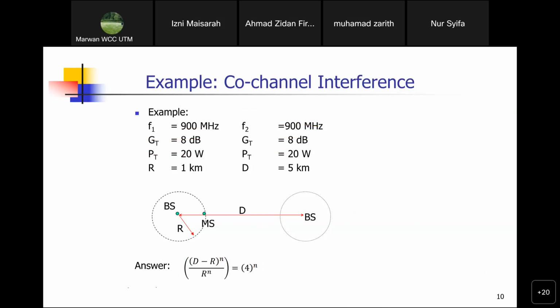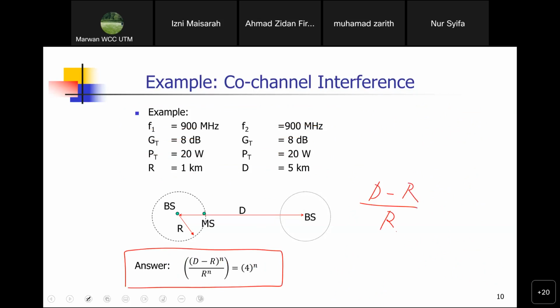Okay, so at the end, this is the generalized equation if you have only one cell. If you want to simplify it even further, it is D divided by R, which I really like to do that way. So that is the answer. But what I want is D divided by R minus 1. I always like to have this equation. Then you can put D is 5, R is 1, minus 1 to the power of N, then you get 4.